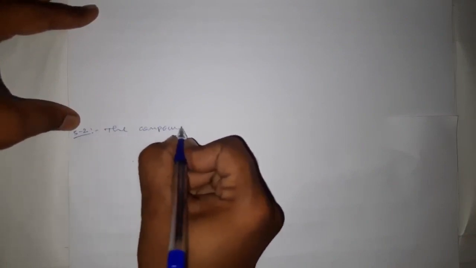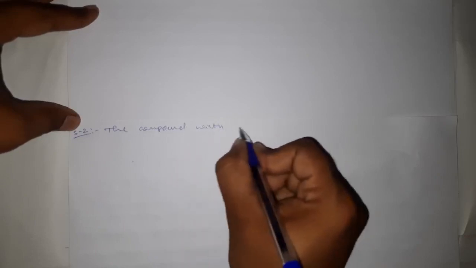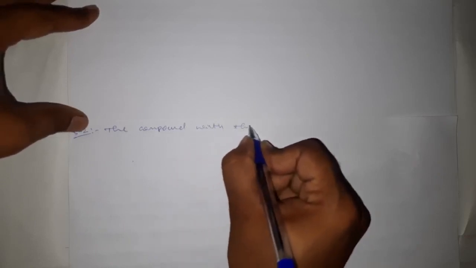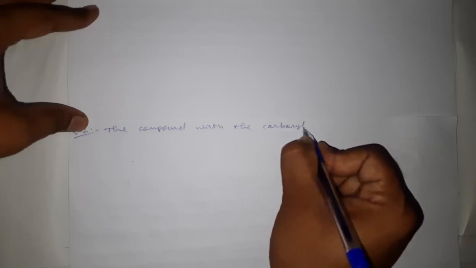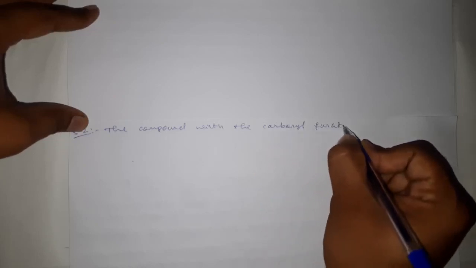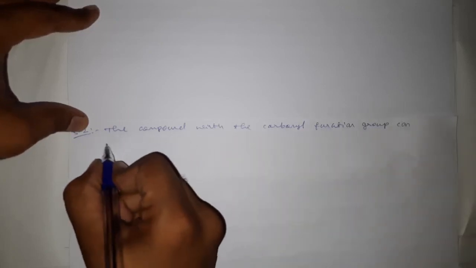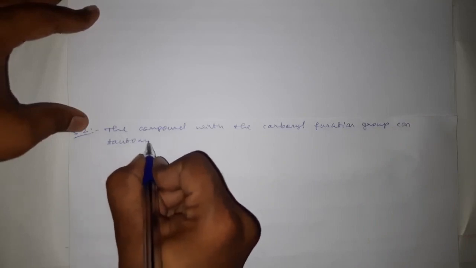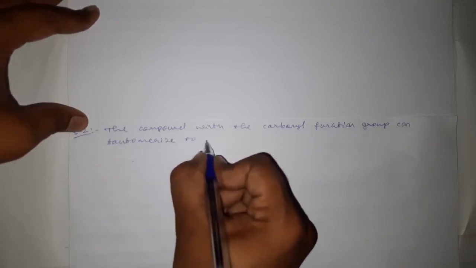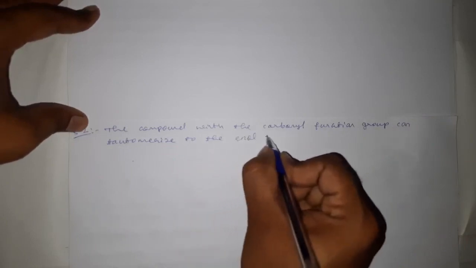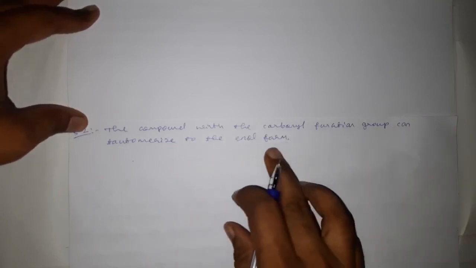Then the next step of this mechanism is step number 2. The compound with the carbonyl functional group now can tautomerize to the enol form. To the enol form.